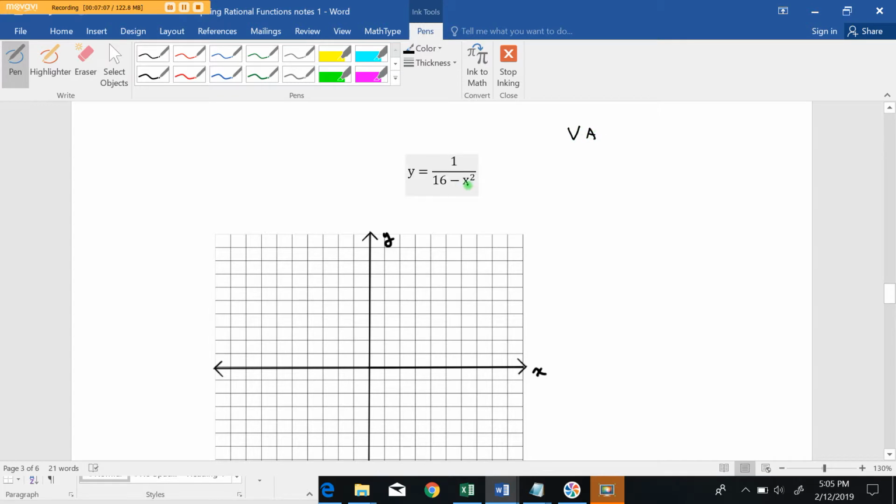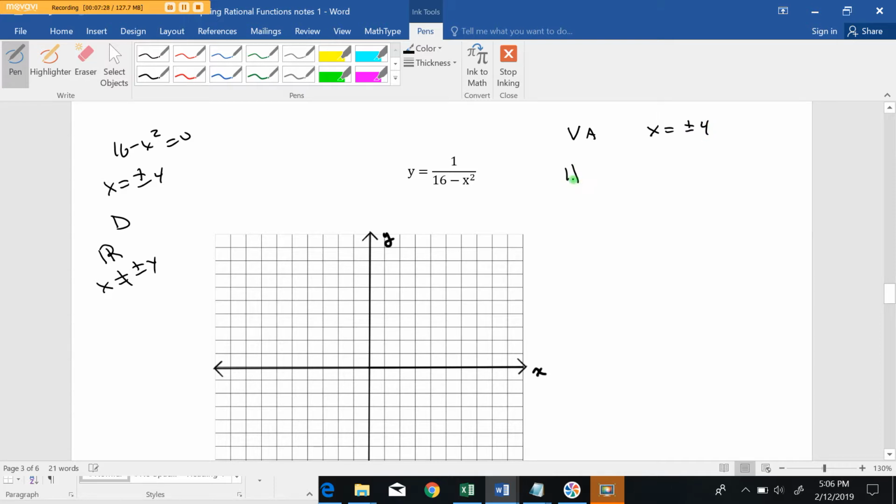If 16 minus x squared is equal to 0, the function will not be defined. It's pretty easy to solve this. X equals plus or minus 4, so our domain is all real numbers except x cannot equal plus or minus 4. So vertical asymptotes at x equals plus or minus 4, two of them.